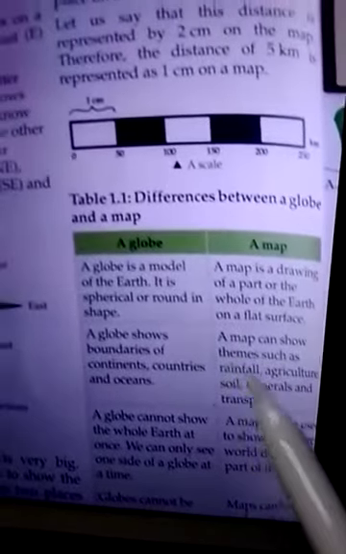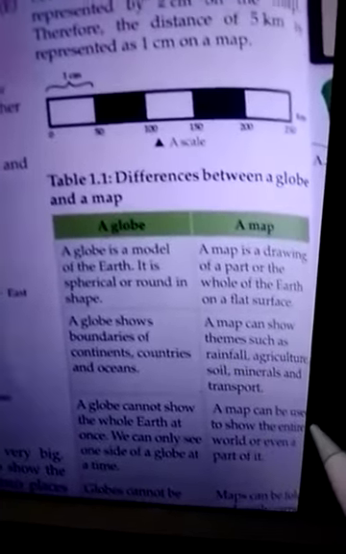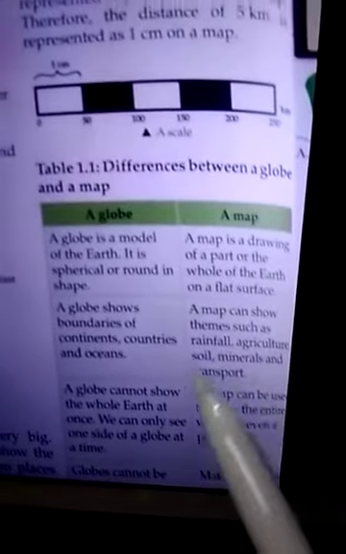You must have seen news, and in news you must have seen that sometimes it is shown there will be rainfall at this area. It is shown through the clouds and some raining effects are given. Agriculture, soil, minerals and transport are shown through it.